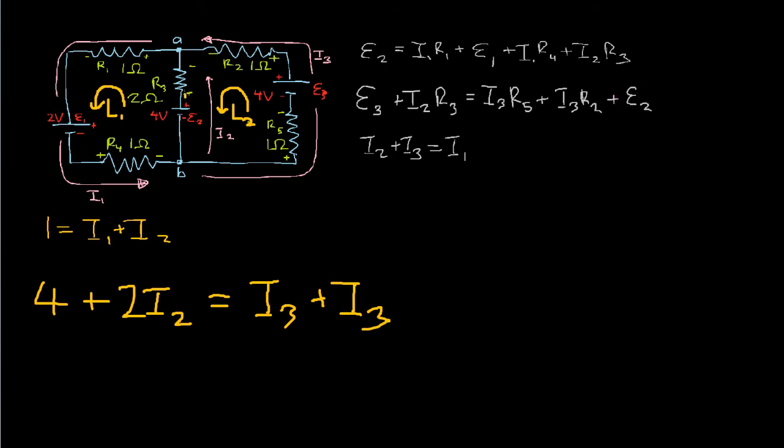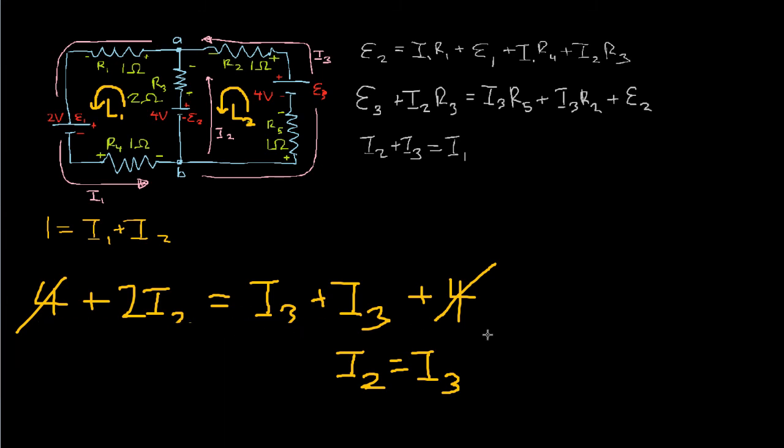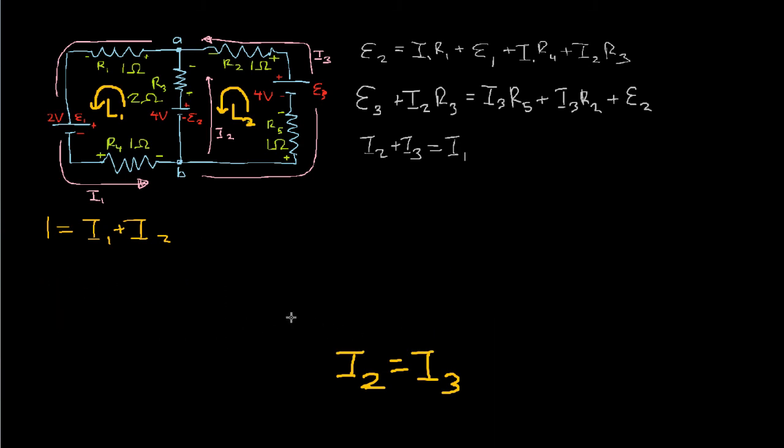E2, right over here, 4 volts. Huh, how convenient. Our constants cancel out. Bam. And we're left with 2I2 equals 2I3, which becomes I2 equals I3. Okay, that's really simple. And now we also know that our I2 and I3 should be the same in magnitude. If they're not, we got some problem. So let's move this guy over here too.